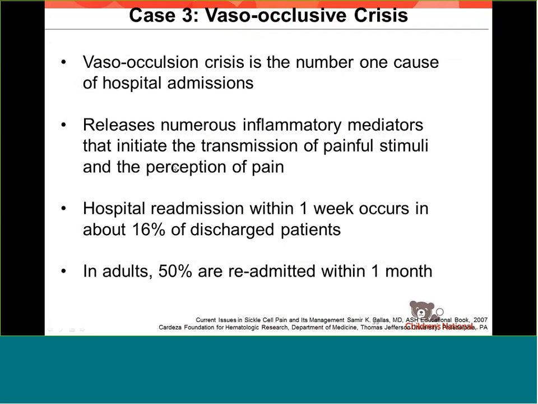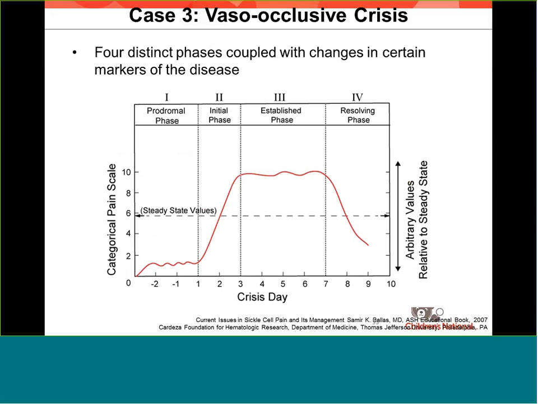Vaso-occlusive crisis is the number one cause of admissions throughout the United States, period. It releases numerous inflammatory mediators, and sickle cell disease in general is not just the sickle cell. It has increased inflammation. Readmission rate is 1 week. It occurs in about 16% of discharged patients. In adults, 50% of patients are admitted within a month.